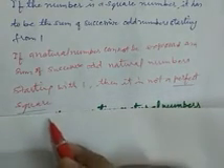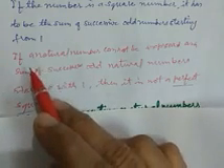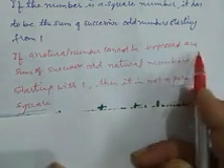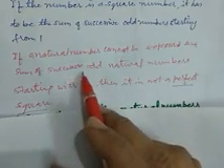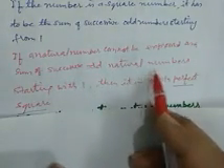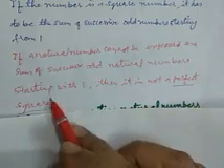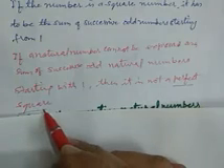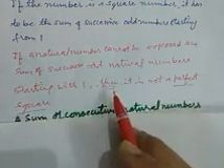So remember this also. If a natural number cannot be expressed as a sum of successive odd natural numbers starting with 1, then it is not a perfect square. Okay, so remember this.